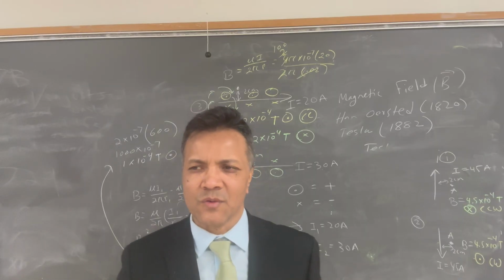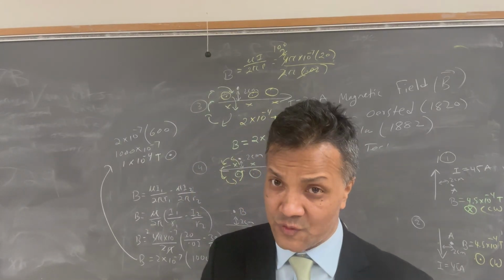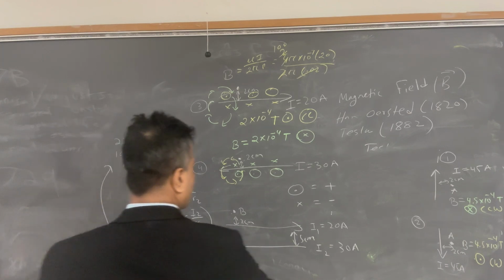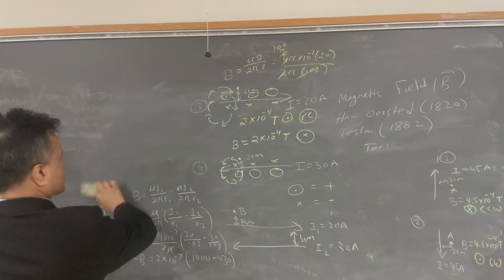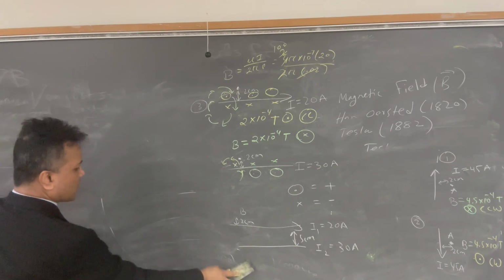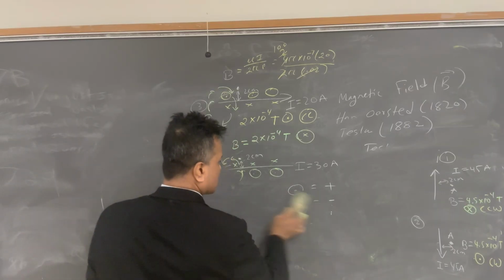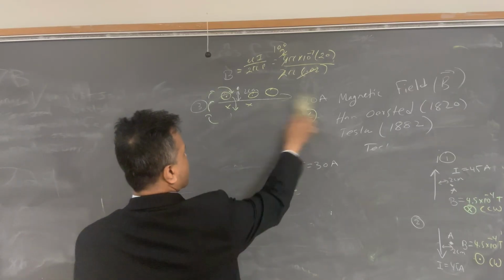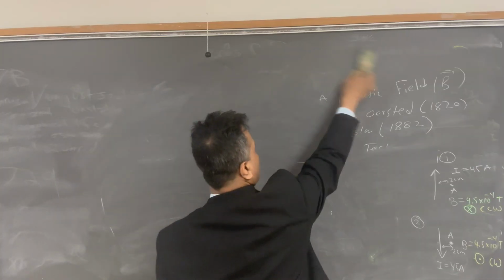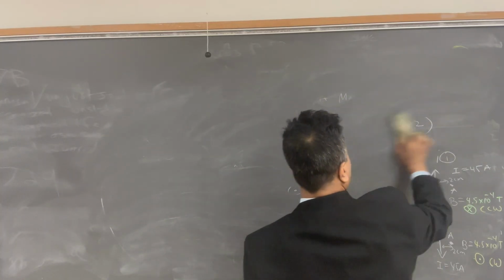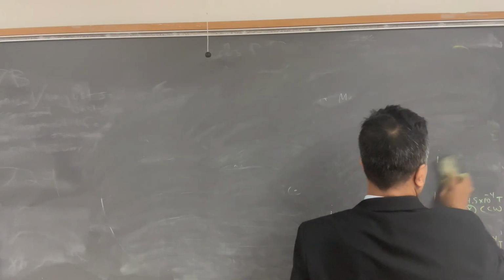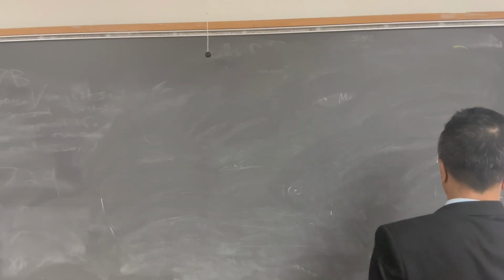When we do the magnetic field, we call our finger. Now we're going to do magnetic force. When we do magnetic force, instead of calling our finger, we read our palm. Okay, so we're going to read our palm.